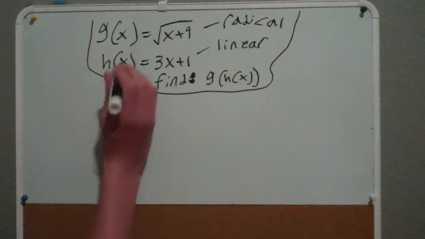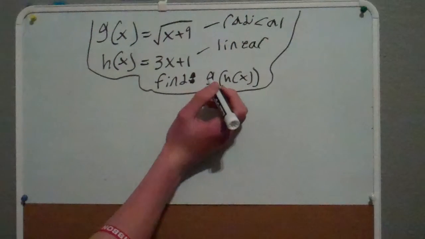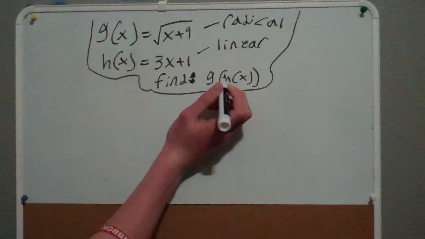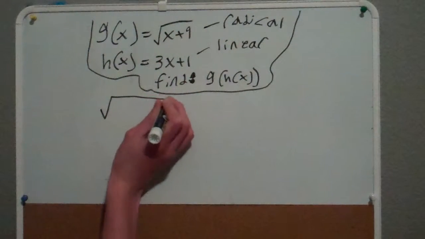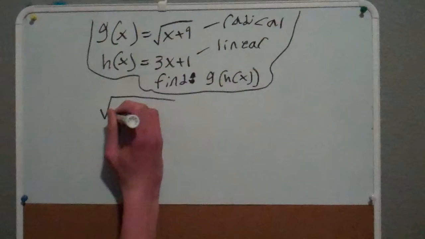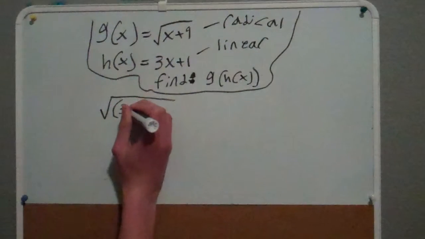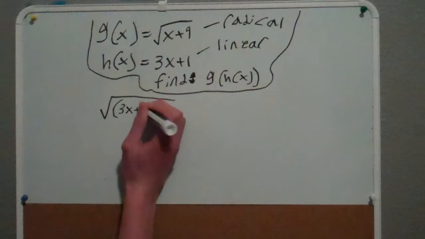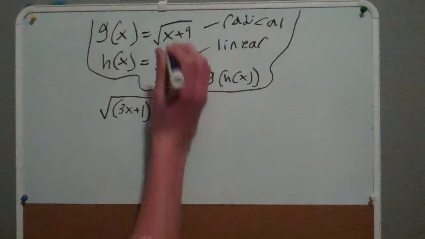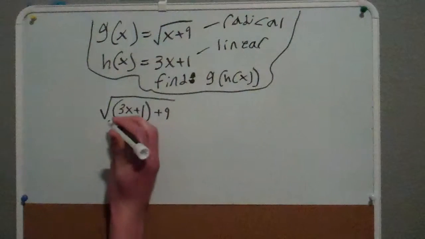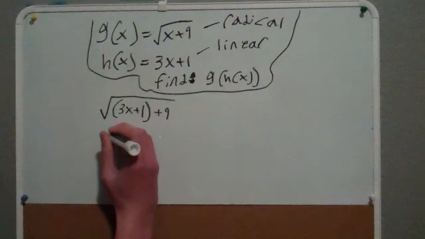Now what you're going to take is that square root. Since g is the first equation and h is going to be inside of it, the square root is going to be over everything. So your x is obviously going to be 3x plus 1, and then plus 9 because of that. So there we go, and it's a pretty easy equation here.